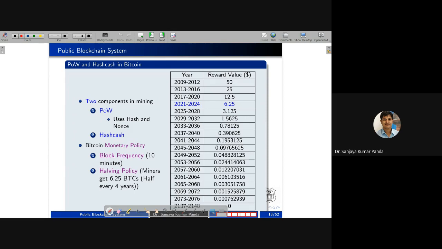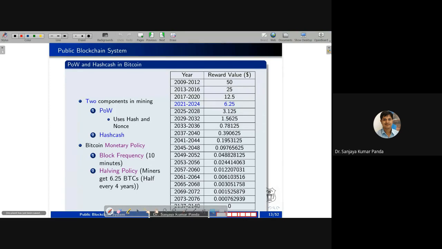So what does POW actually use? POW uses a hash and a nonce value. Okay, I'll tell you an example to clear this idea later. So you have to take the hash value and the nonce value, through which you can make a consensus using POW. The second important component for mining is called hash case. Okay, hash case, that is another important component that can be used for the process of mining.